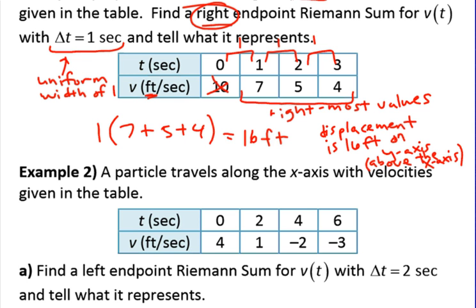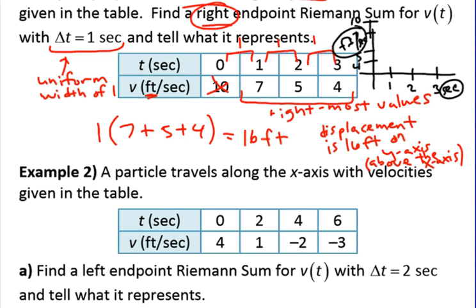Okay? Now, this might be kind of confusing for some of you because there was no graph. So what you can do, if you want to, you can create your own graph. So 0, 1, 2, 3. We have seconds, and we have feet per second. And let's say this is 10, 7, 5, 4. So 0 at 10, 1 is at 7, 2 is at 5, 3 is at 4.